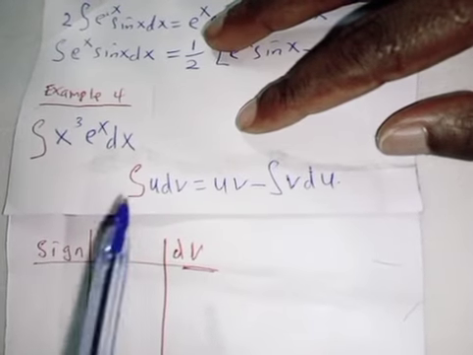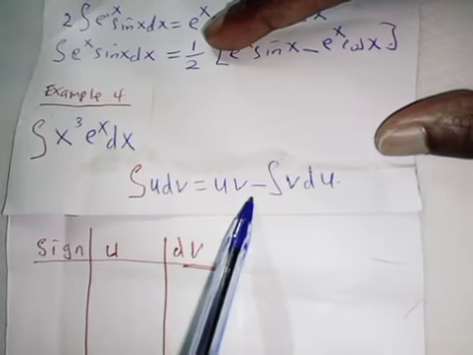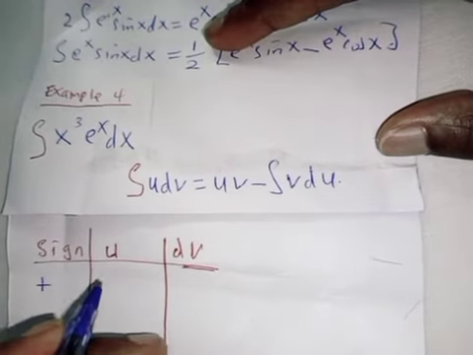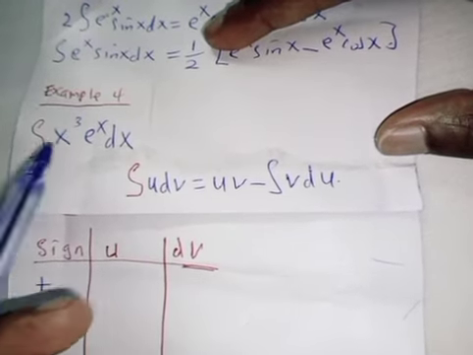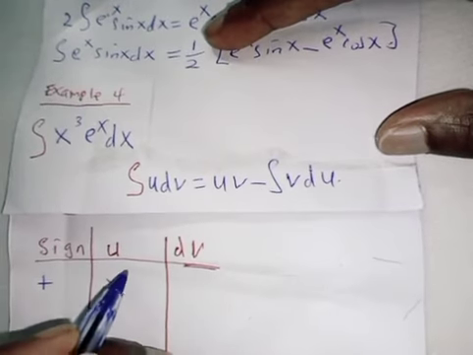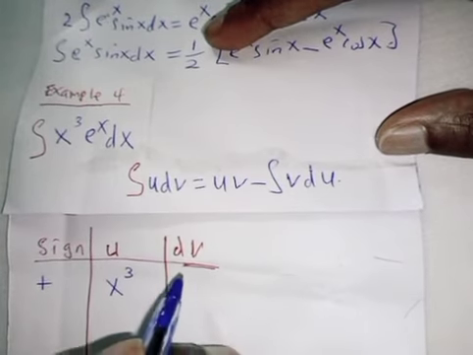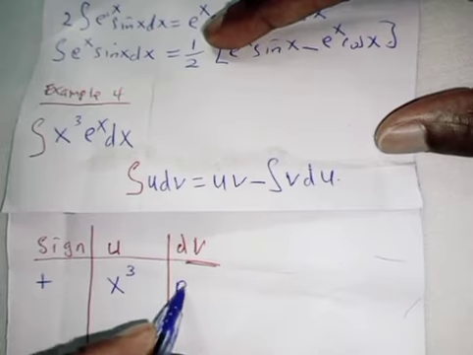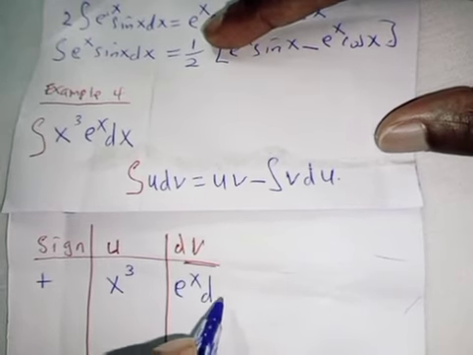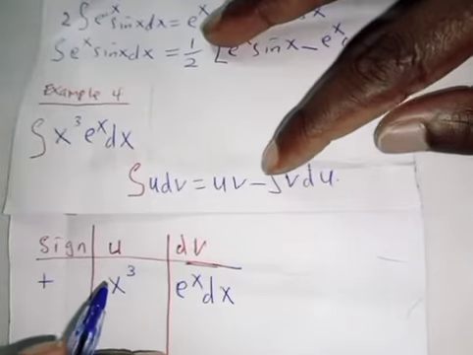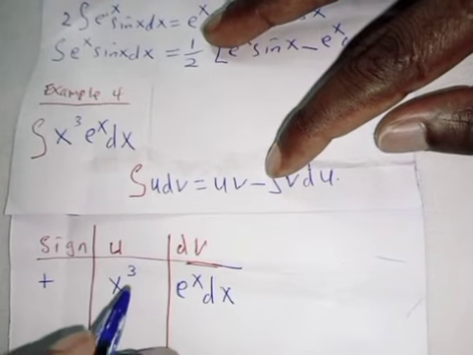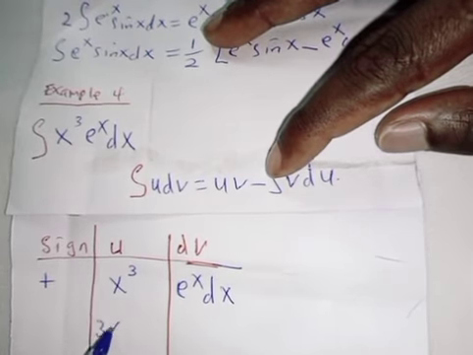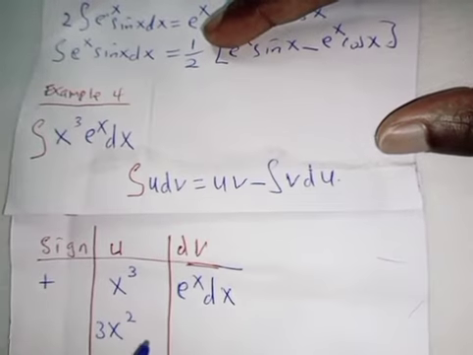As we can clearly see in this formula, the signs alternate. So the first sign here will be positive. We are going to let our u to be x power 3. Our dv, we are going to let it to be exponential x dx. So what you do now, you differentiate x cubed. So the first result will be 3x squared.